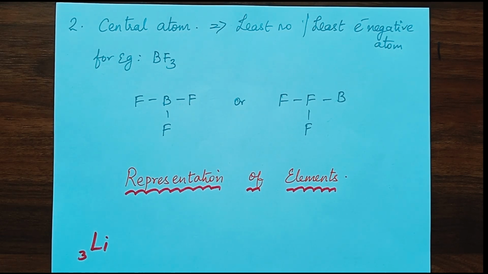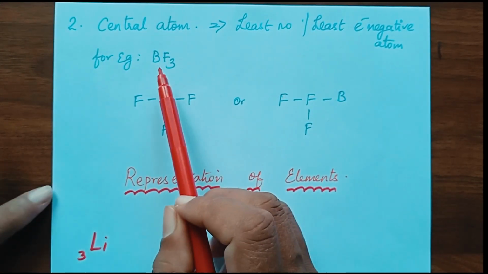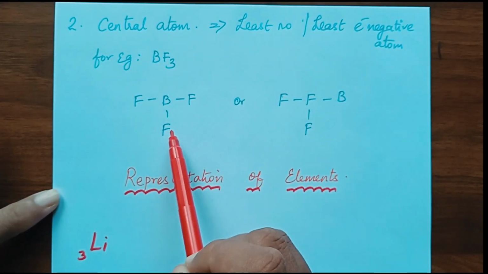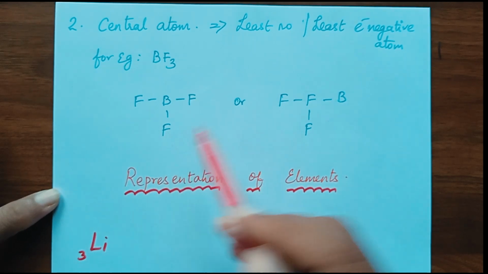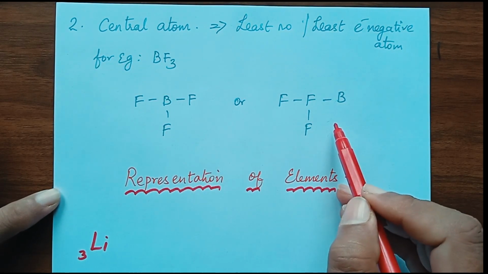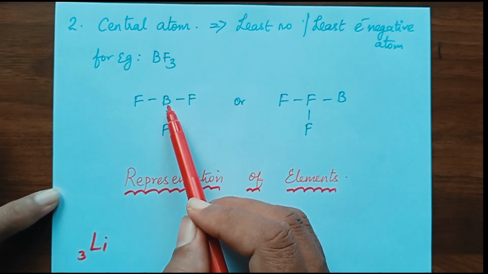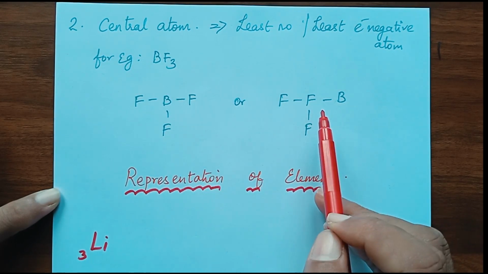Next we see how to find the central atom. I have taken an example of BF3 here. For BF3 we can draw a structure like this and also like this, like boron in the center and fluorine in the center.